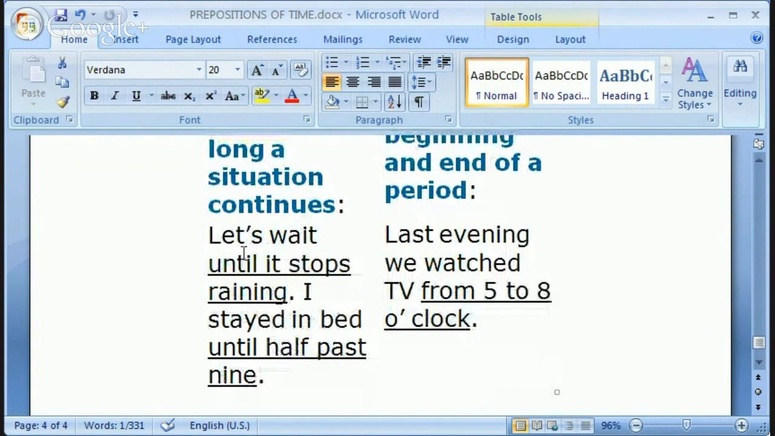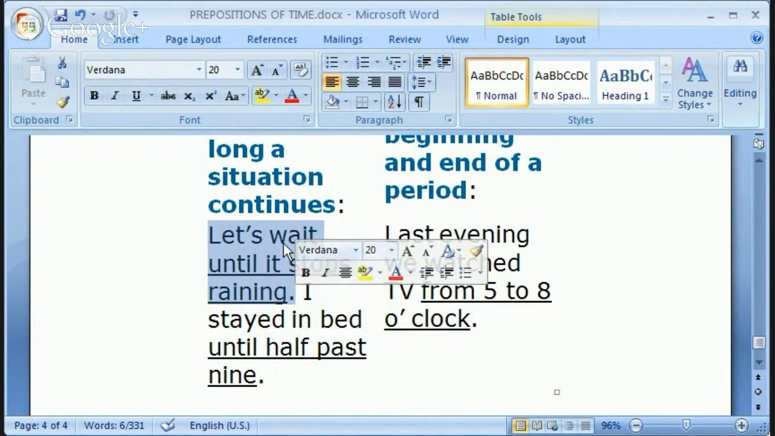For example, let's wait until it stops raining. Okay. I stayed in bed until 9:30. Notice let's wait is in present tense, and you're talking about a future action, or really a stopping of action. It stops raining. Okay, so I can use it to express something about the future.